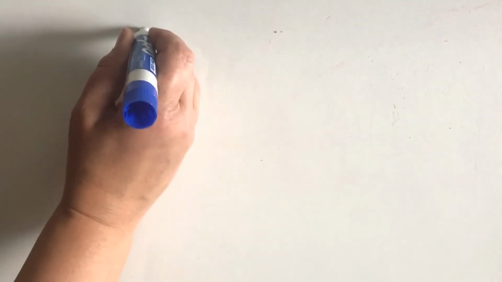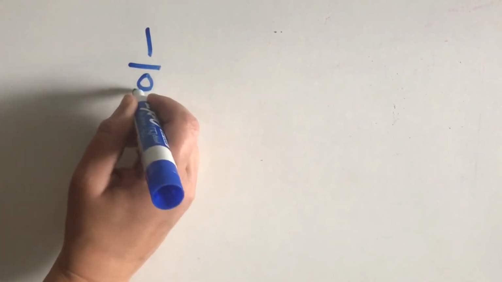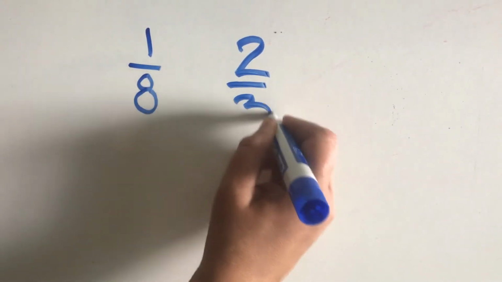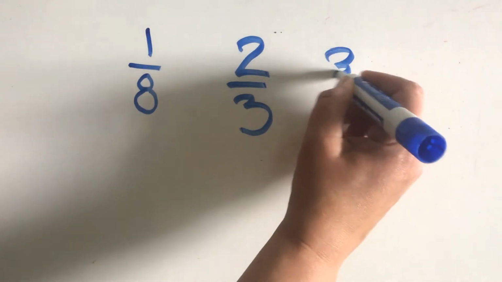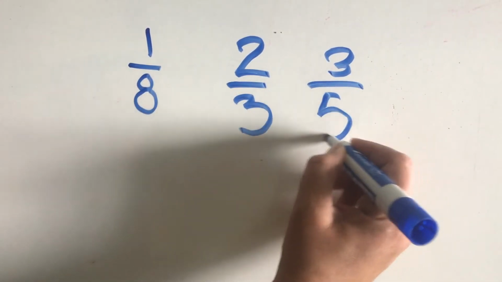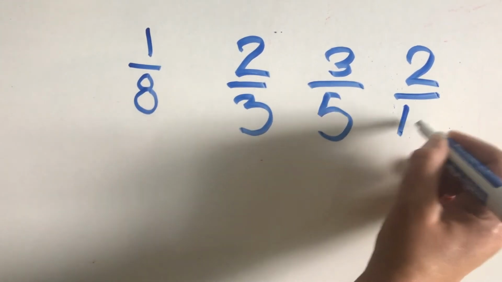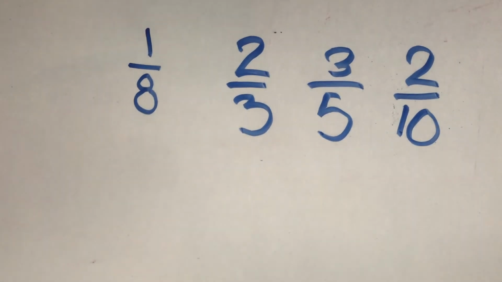Today, we are going to be talking about simplifying fractions. In order to talk about simplifying fractions, let's first talk about how we know if a fraction is in its simplest form. Here are some fractions. 1/8, 2/3, 3/5, 2/10. Several of these fractions are in their simplest form.